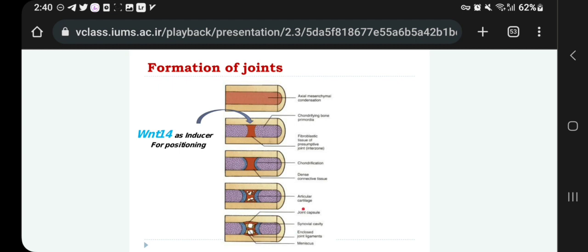But the joint capsule is different, because the mesenchymal cells around it can differentiate to the joint capsule. But the ligament, meniscus, and disc are formed from the interzone region. Got it?